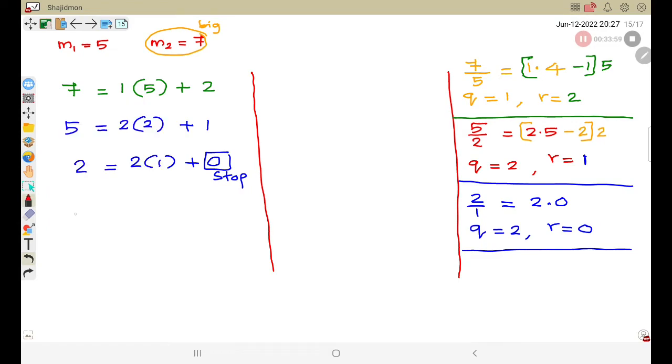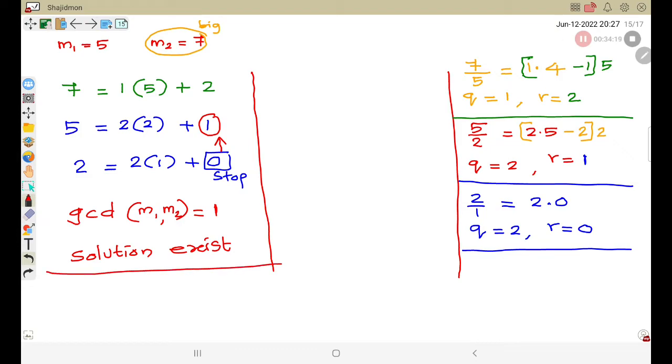Now what is the GCD we are writing? GCD of the numbers m1 and m2 equals the last non-zero remainder, it is 1. So it is relatively prime. Relatively prime means solution exists. Okay, relatively prime, so solution exists.